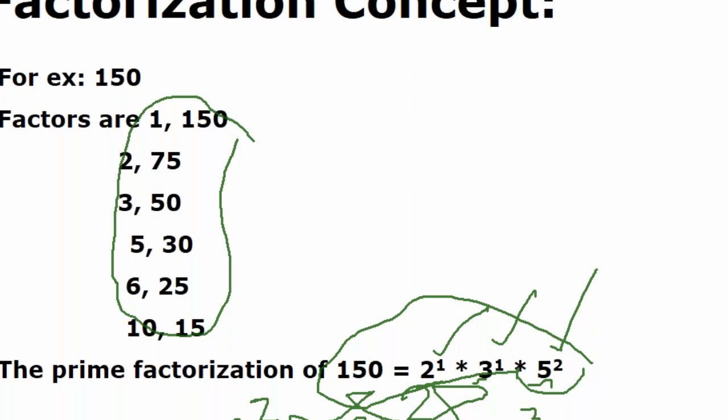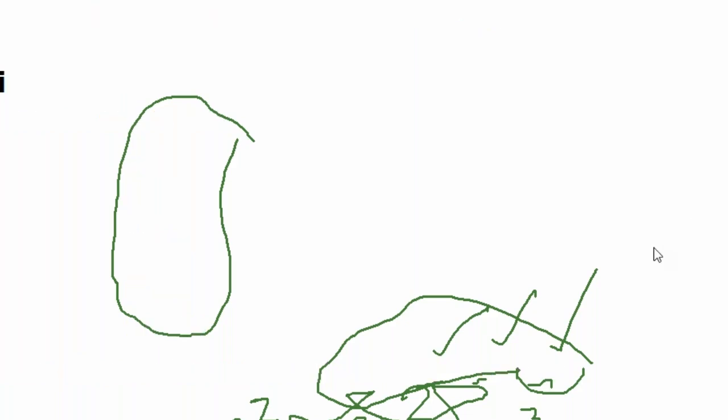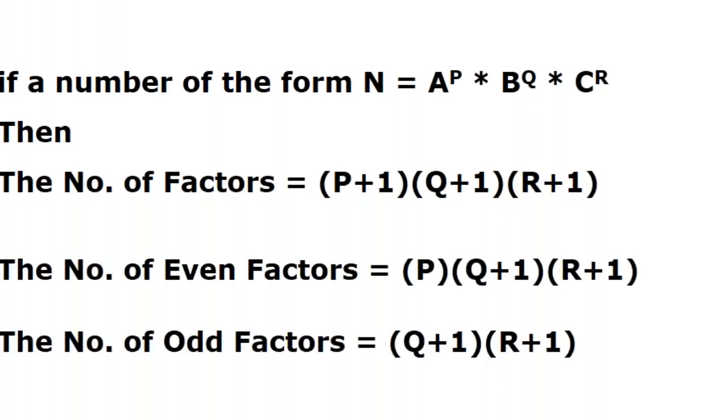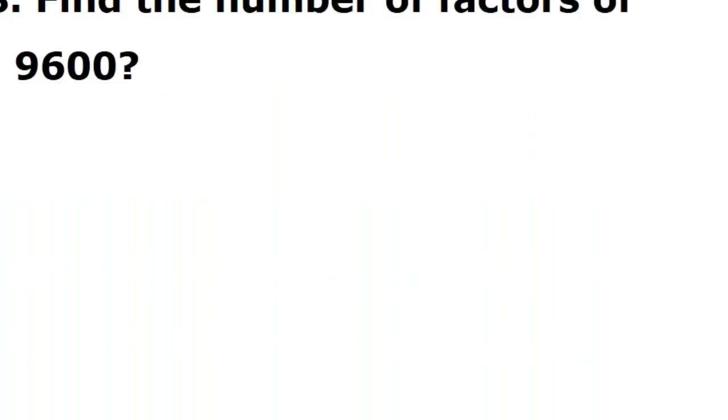Whenever a number is given of the form a power p into b power q into c power r, the total factors are p plus 1 into q plus 1 into r plus 1. Am I clear, all of you? Write down an example. Find the total number of factors of 9600.